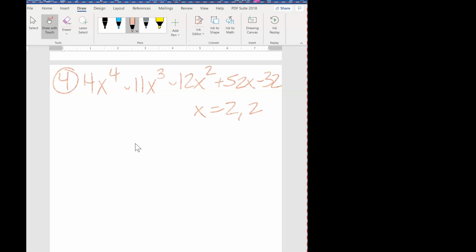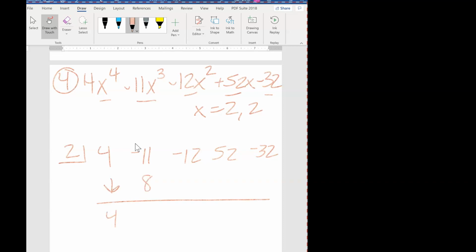Same thing with a polynomial, which we'll learn in the next unit. When the polynomial's curve touches the x-axis, you have a double root. So it really doesn't matter who you use first, does it? So 2, count it down, 4, 3, 2, 1, 0, we're good. So I've got 4, negative 11, negative 12, 52, and negative 32. Draw your line. Drop the 4 down.